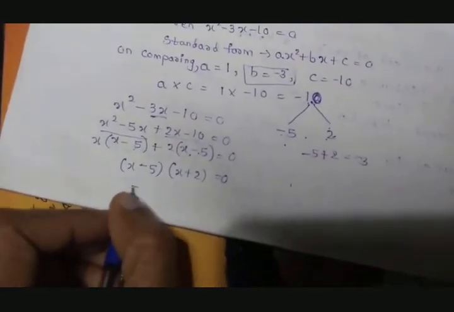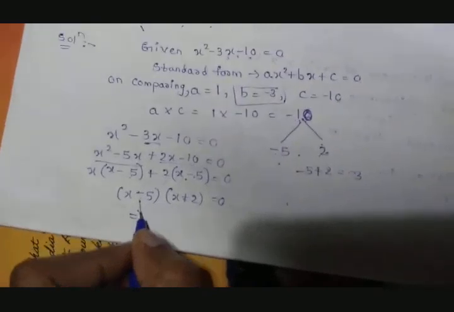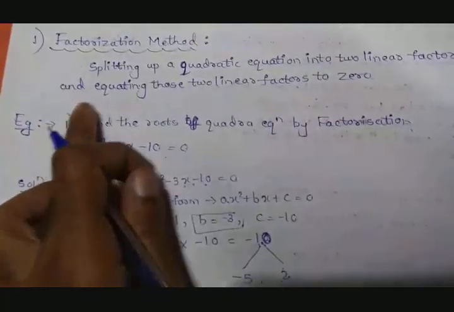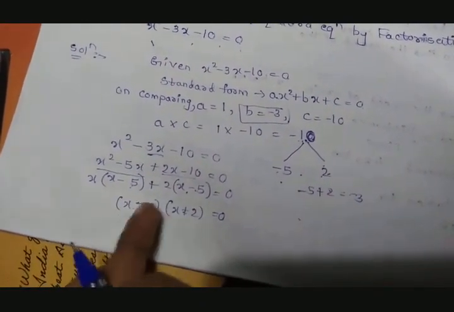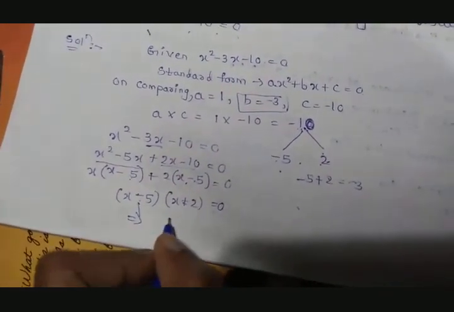So therefore we will now equate these two linear factors. So these are linear factors. The definition was splitting the quadratic equation into two linear factors and equating those two linear factors to 0. Now we have split it into two linear factors. x minus 5 and x plus 2 are two linear factors. So now we shall equate them to 0.